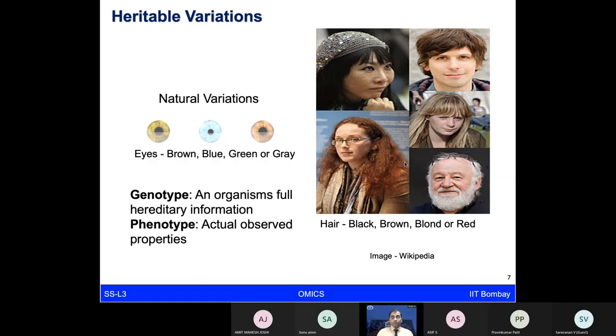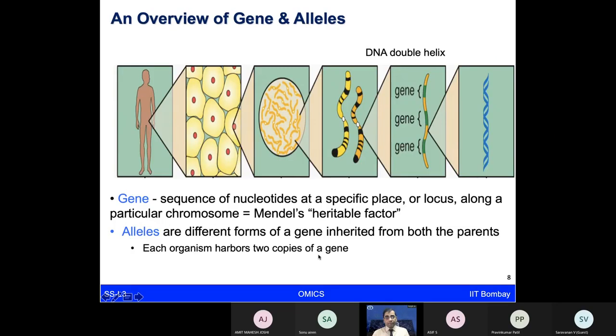So we see variability in our eyes, in our hair, and in many other characteristics. In biological technical terms, when we look at the morphology or characteristics which we can visually see, like the eye color or the hair color, those are phenotypes, the appearance. But what is the genetic makeup of those? That comes under the genotype, which is an organism's full hereditary information, the gene level information.